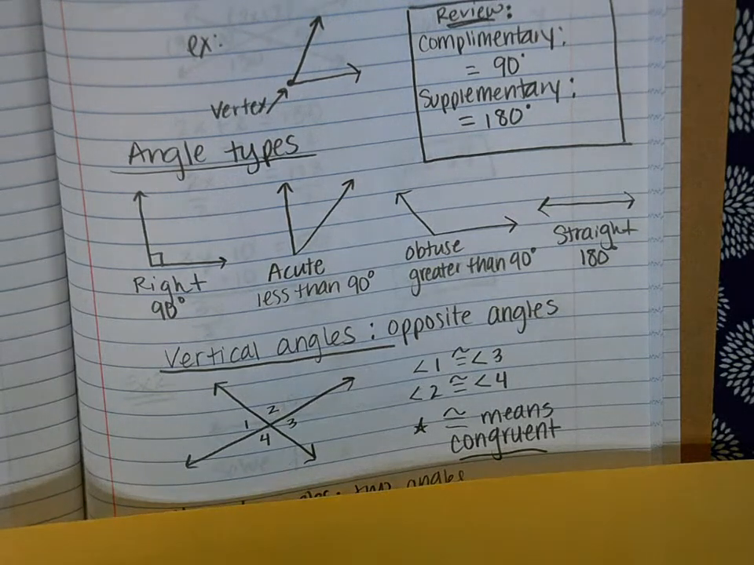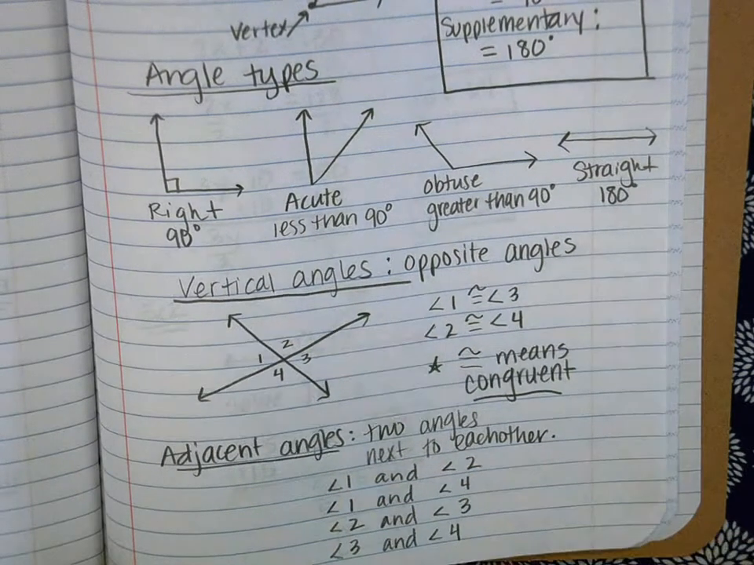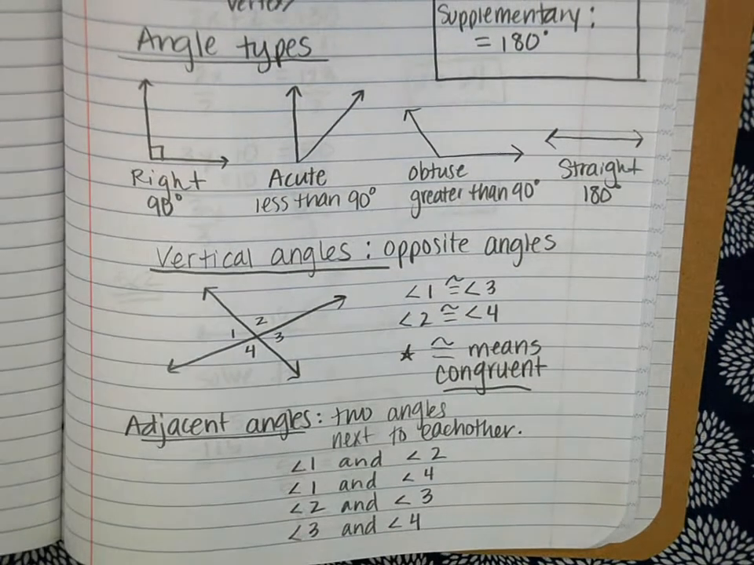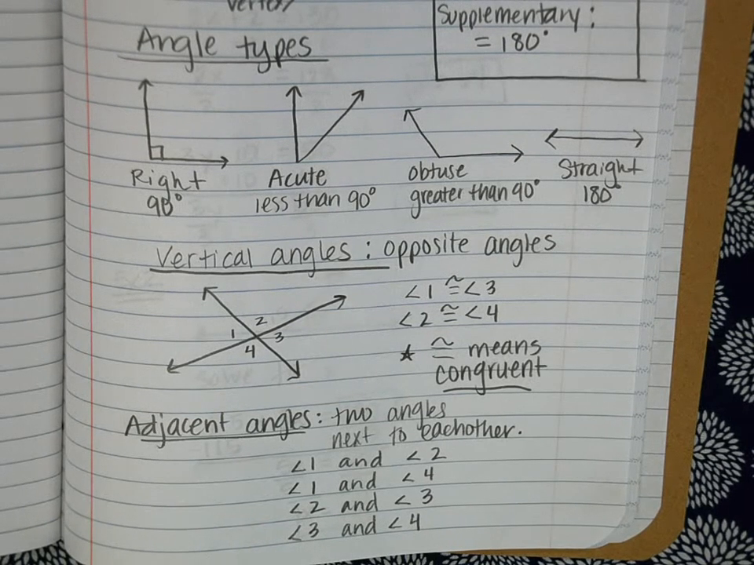Okay? And then we also have adjacent angles. Within that same picture, we have adjacent angles. Adjacent means next to, right? So 1 and 2 are next to each other. 1 and 4 are next to each other. 2 and 3, and 3 and 4. So vertical angles, adjacent angles. And the reason you need to know the difference is on the test or the quiz, it'll say list 2 vertical angles, or list a pair of adjacent angles, something like that. So you need to know what they're asking you to do.